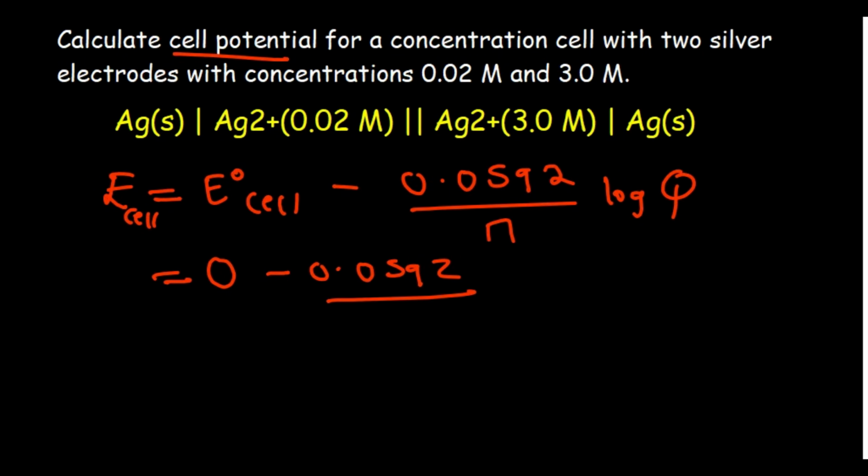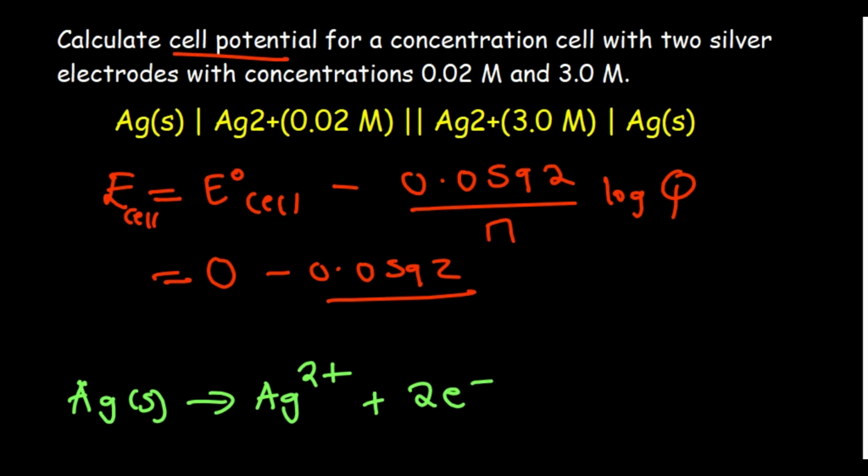What's the number of electrons being transferred? If you write the half cell, we just said the half cells are the same in this kind of reaction. So we expect there will be emission of 2 electrons, giving us silver 2 plus ions, so the number of electrons we're dealing with is 2, over log of Q. Now what is Q? That is where you have to pay particular attention. When it comes to Q calculations, this is going to make more sense as you study chemical equilibrium.